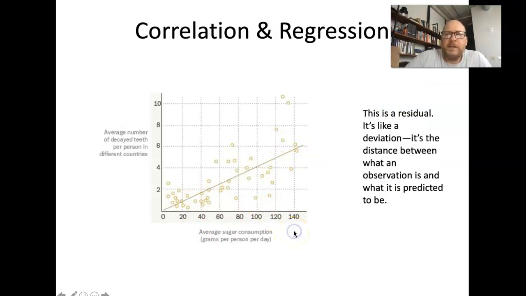The other side of this is this guy right here is an individual dot.